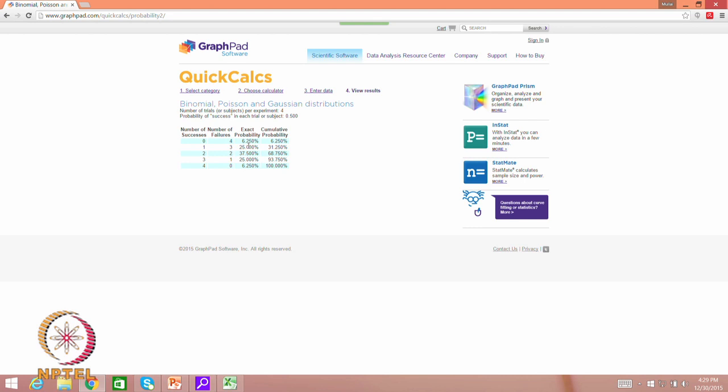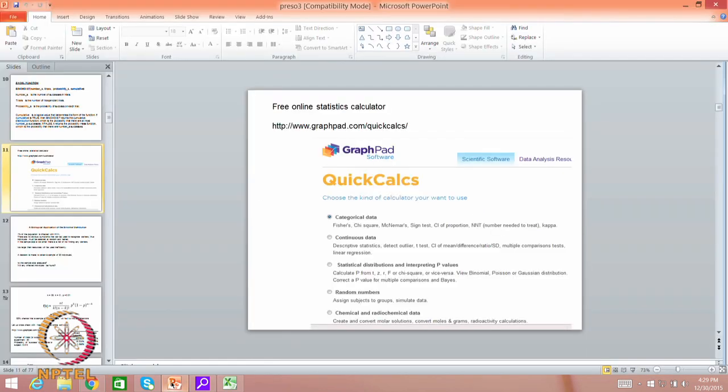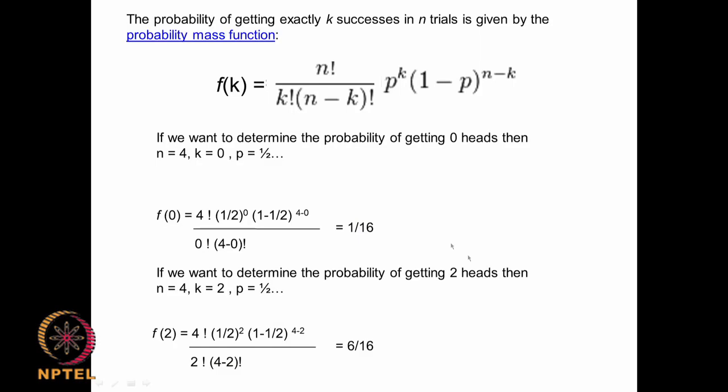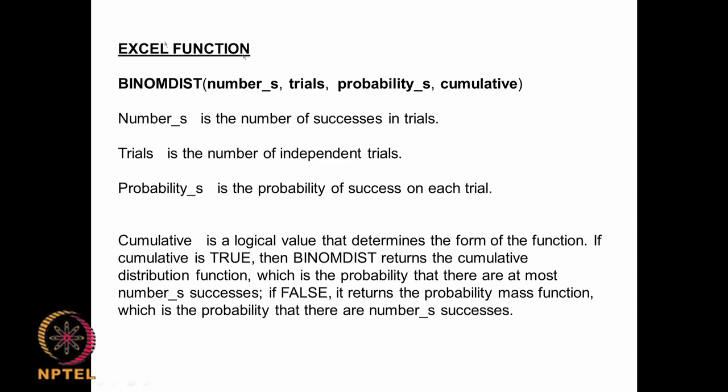So I showed you 3 different ways by which we can calculate this, right? One is using this equation. If the data is very small, that means if the k, n and all is small, we can use this and do it. Otherwise, we can use the Excel function, which is called BINOM.DIST, where this is the number of successes, that is k, number of trials, that is n, and this is the probability, that is in this case half, p, then here we give false. Or we can use this free online statistical calculator which I showed you.